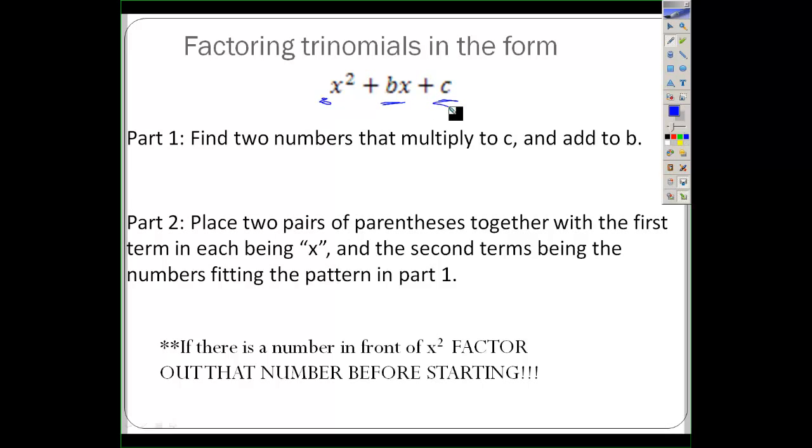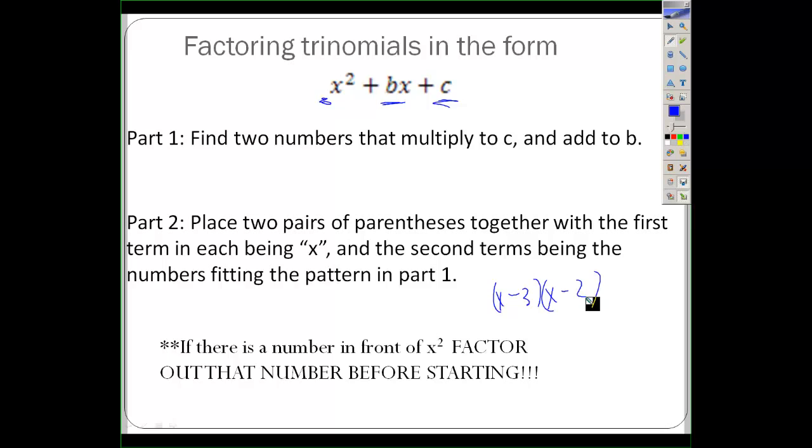So what you're going to do is find two numbers that multiply to equal c, but they have to add up to b. Whatever number's in the very end, without a variable on it, two of the factors have to add up to b. You're going to start with two parentheses and put them together like so. Put your x in front, and whatever two numbers fit the pattern are going to go right here.